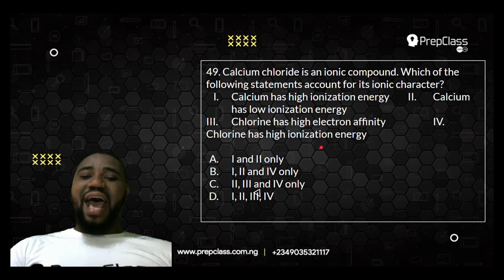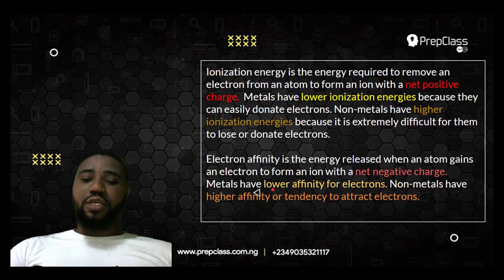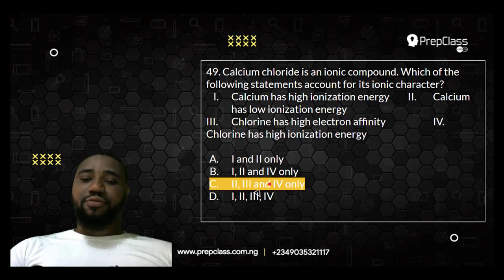Number 4, chlorine has a high ionization energy. Yes, you cannot easily remove electrons from them, so the ionization energy is high. Remember I said that for both of them, chlorine or non-metal is high, metal is low. So calcium has a low ionization energy, correct. Chlorine has a high electron affinity, correct. Chlorine has a high ionization energy, correct. So 2, 3, 4 is the best choice, and that is why we pick 2, 3, 4 here.